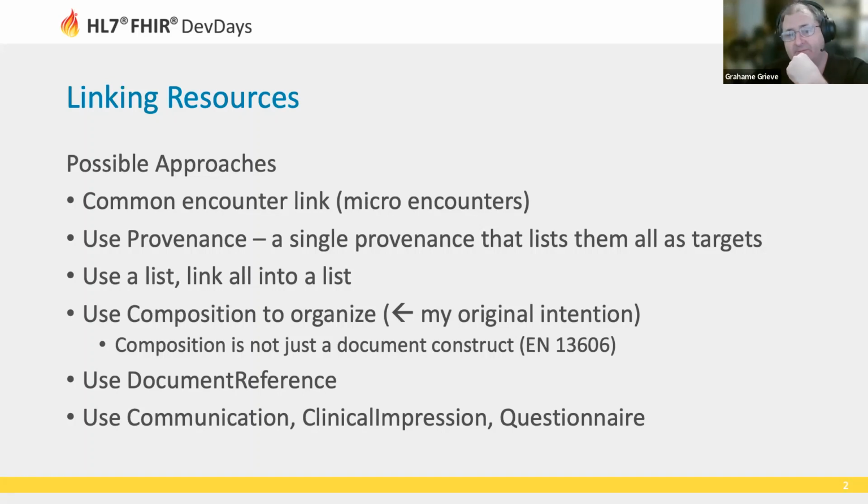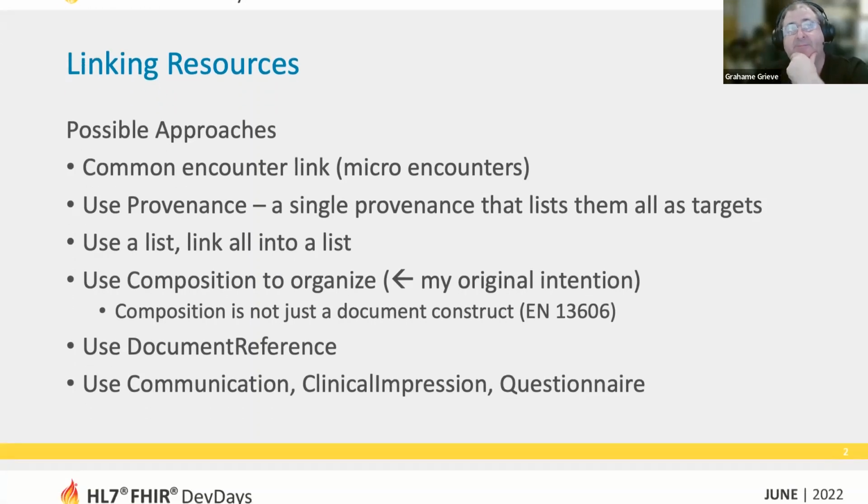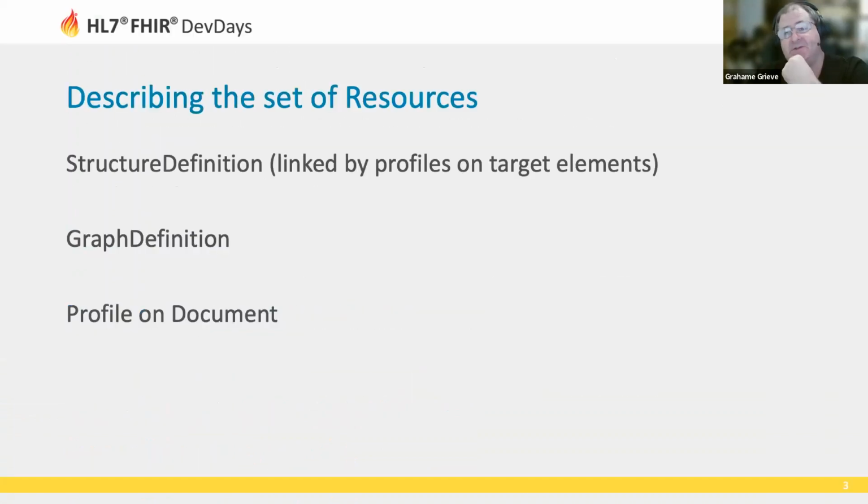All right, so moving on then, how do you describe what's going on, say, in an implementation guide? You can do that with a structure definition, which links to a bunch of other structure definitions by specifying profiles and target elements. We have implementation guides that do that right now. They can be kind of hard to read, but we do have some examples.